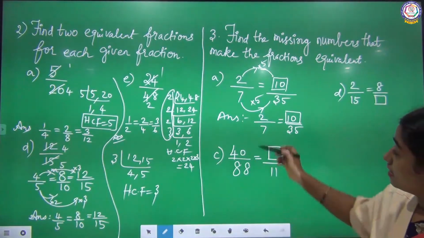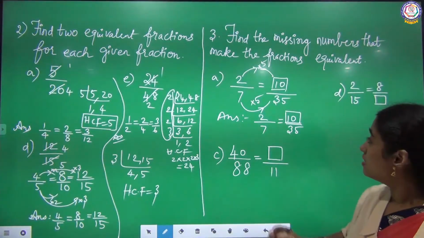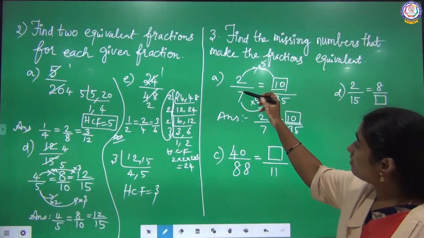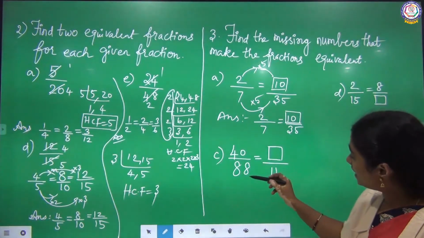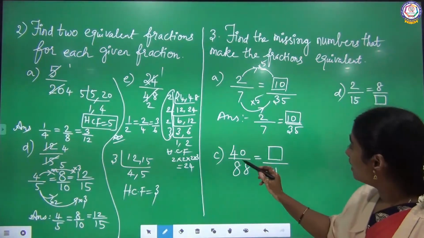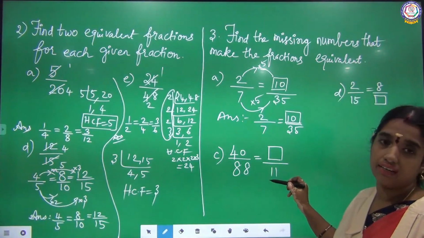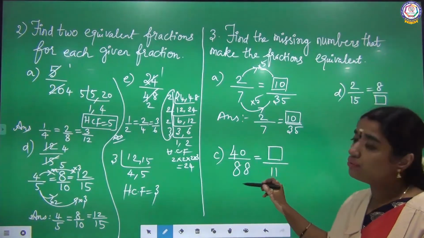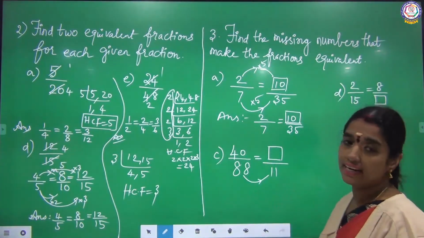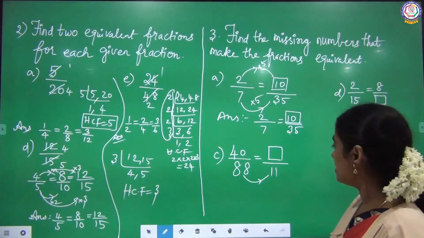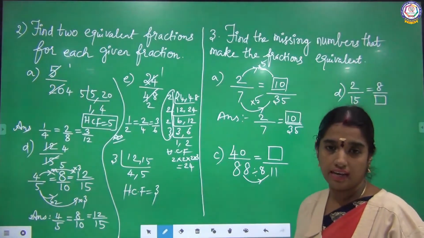See this. See the first fraction and you are comparing with the second fraction. See, the lowest, 2 by 7, when you are comparing to this, 7 5s are 35. But here see what is there? 88 is there and the next fraction is 11. So what you have to do means you have to divide here. So 88, what I divide, I can get 11. 88, when I divide by 8, I can get 11. Is it or not?